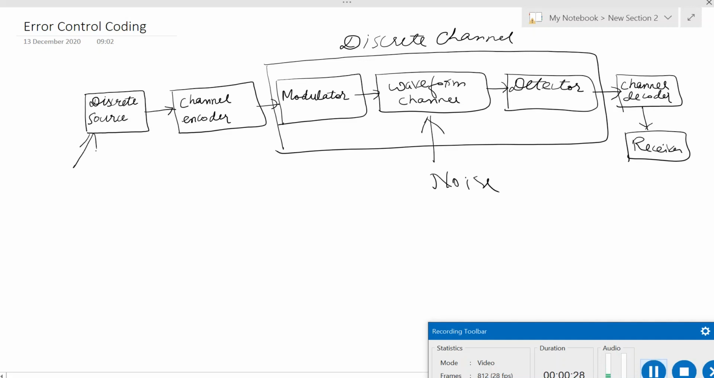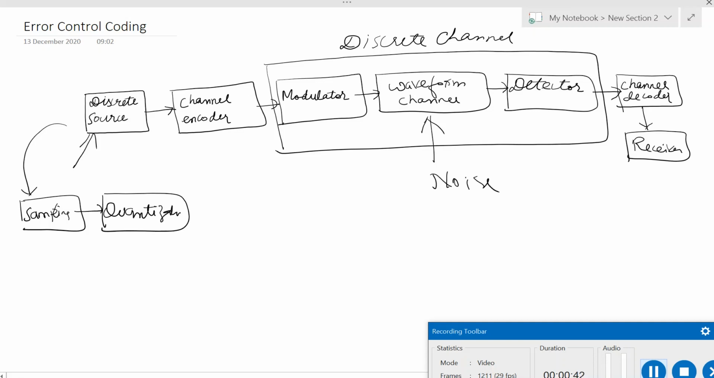You have a discrete source. Even if you don't have a discrete source, suppose you have an analog source, then you will have to go for sampling, quantization, and then PCM, and you will definitely have a binary discrete source. In some cases it may be a readily available discrete source, like in data communications. Then you have something called a channel encoder, which we will introduce now.